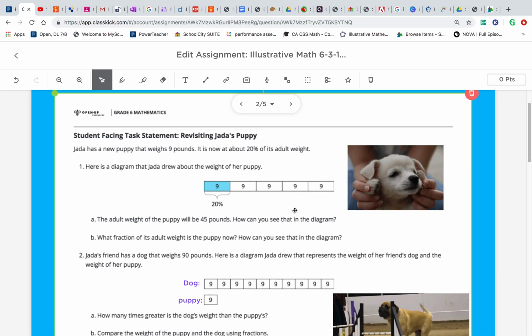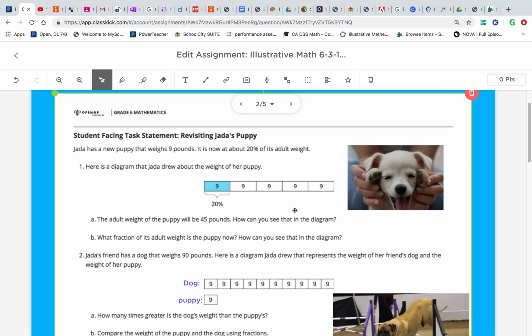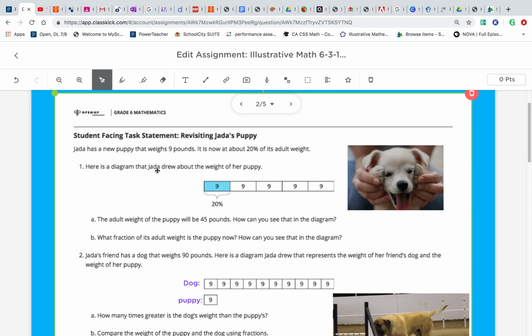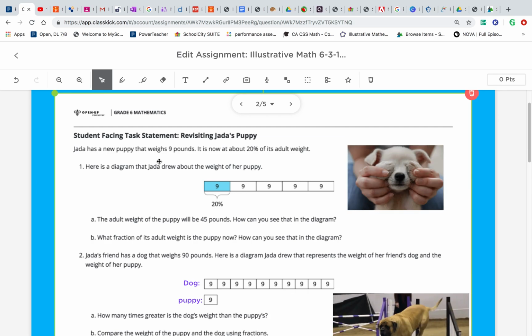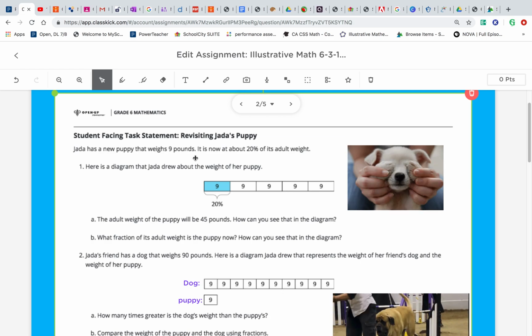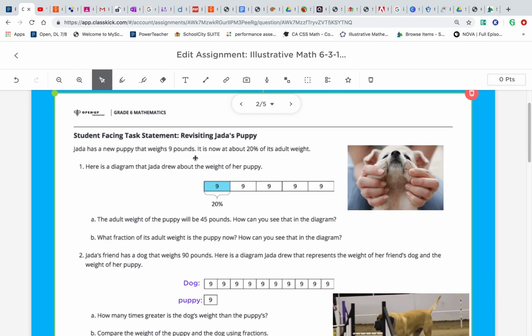We are starting right away with Jada's puppy again. We're still talking about Jada's puppy. If you remember from yesterday, the puppy at the moment weighs 9 pounds, and we remember that was 20% of its adult weight. We worked on that yesterday.